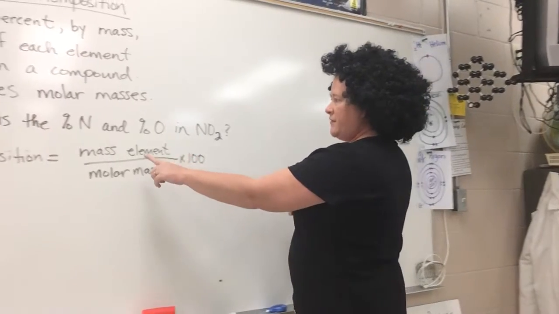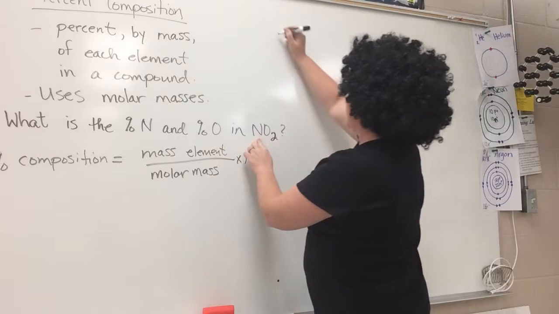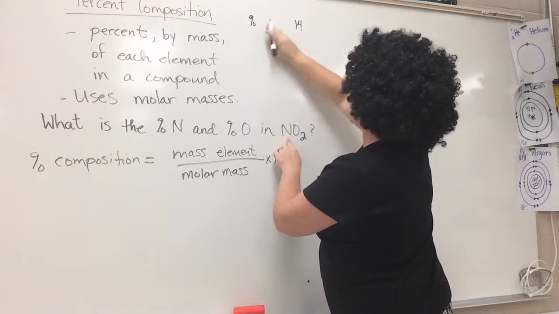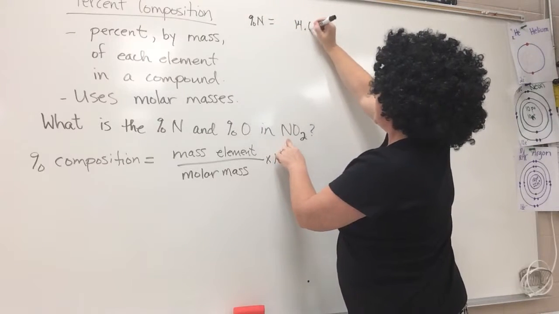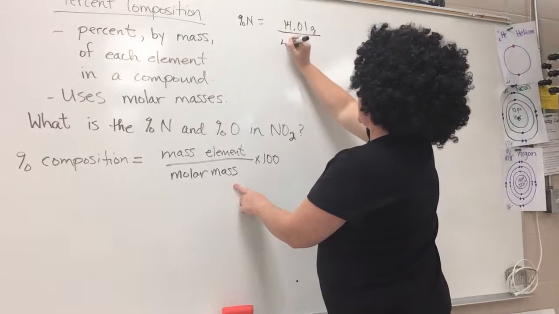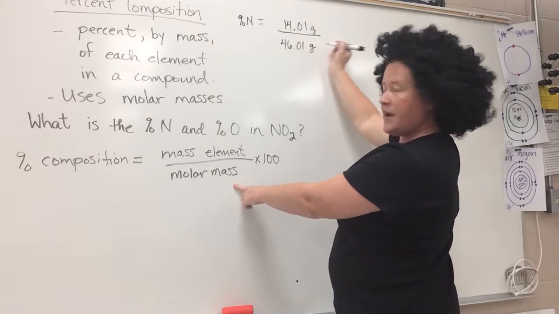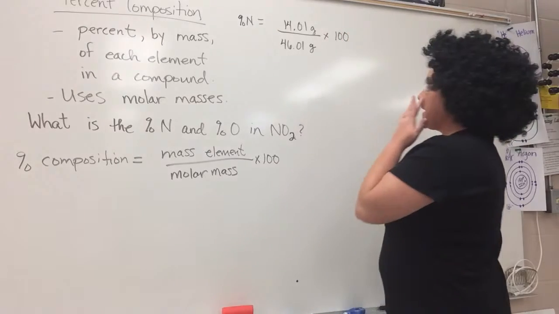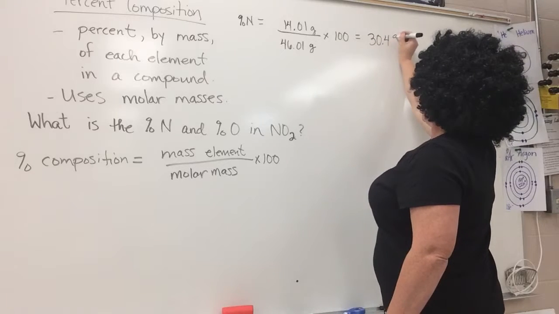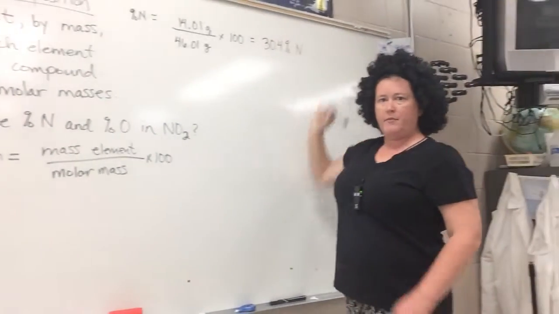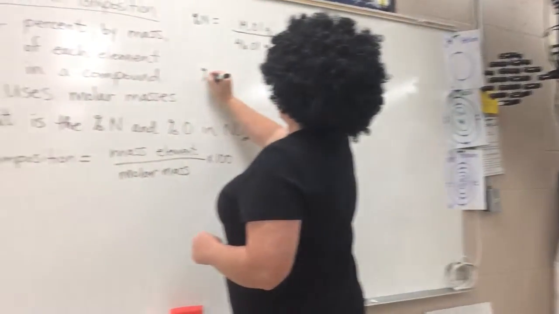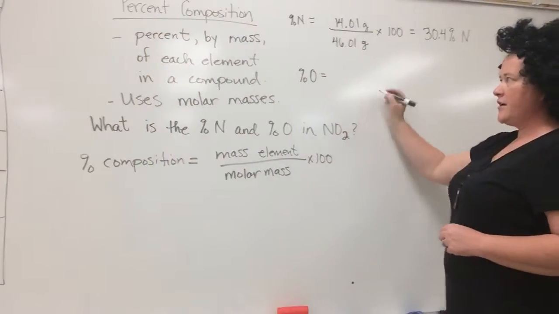So the amount of mass coming from the nitrogen in NO2, so the percent nitrogen is 14.01 grams. And if I divide that by the molar mass, 46.01 grams, times 100, I get 30.4% nitrogen. I'm just going to write this out and then I'll explain it.